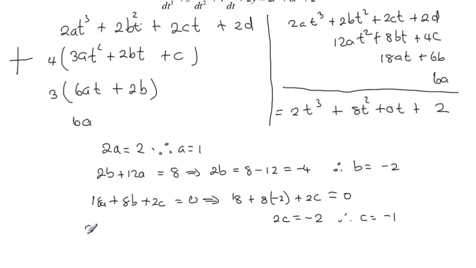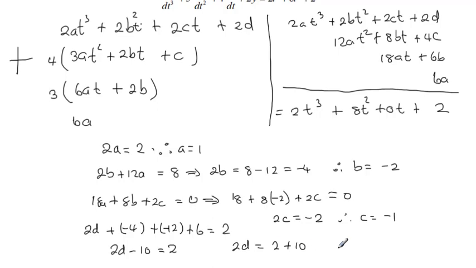What we have here is that 2d plus c is minus 1, so we've got minus 4 there. Minus 4 plus b is minus 2, then we've got minus 12 there, and the a is equal to 1, then we've got 6, all that equals 2. Now simplifying this, we've got 2d minus 12 minus 4 is minus 16, plus 6 minus 10 equals 2, then that gives us that 2d is equal to 2 plus 10, which is 12, therefore d is equal to 6. So we've got all our constants here. We've got b there, c, d, and our a is 1.